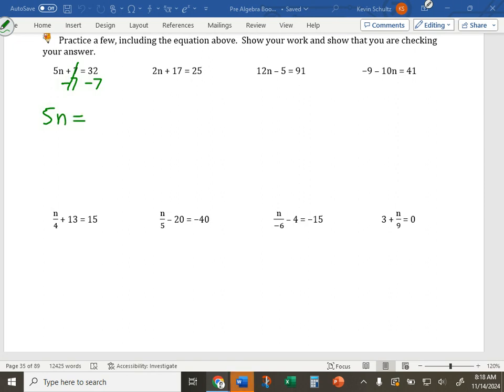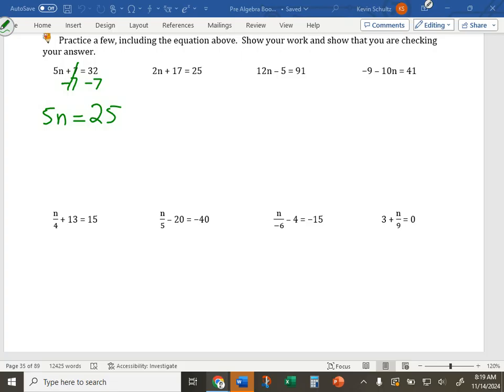Just like in PO16, right? 32 minus 7 equals 25. We're not done yet because n isn't by itself, but any questions on the step we just did and why we did it, how we got to where we are? We saw the adding 7, we did the opposite of that, we did it to both sides, and now our equation is 5n equals 25.